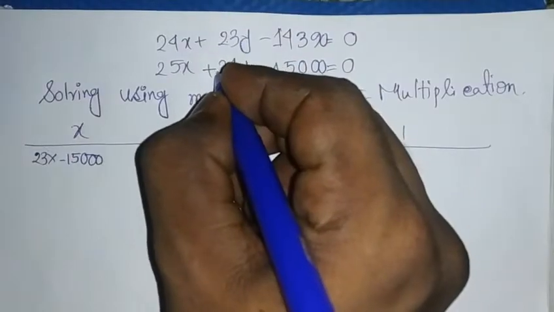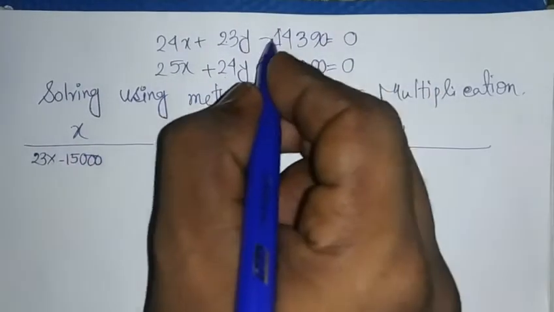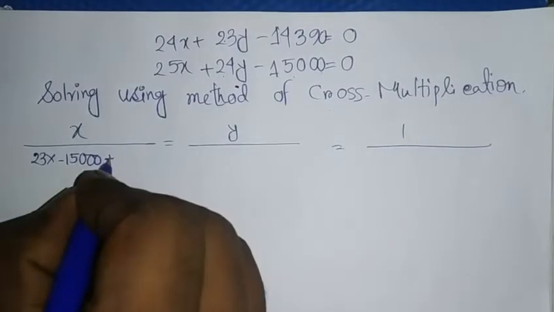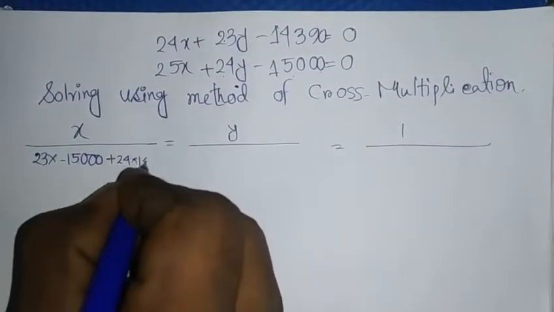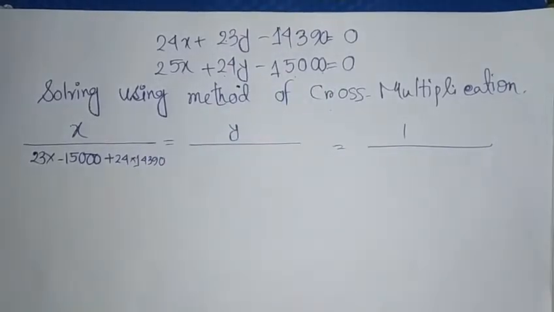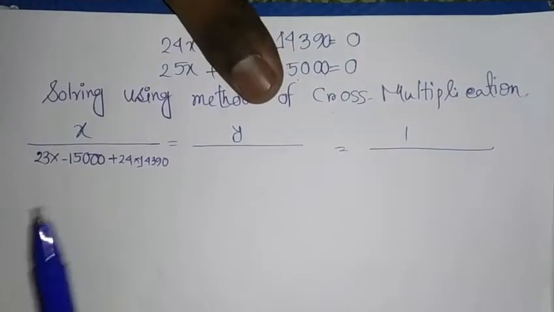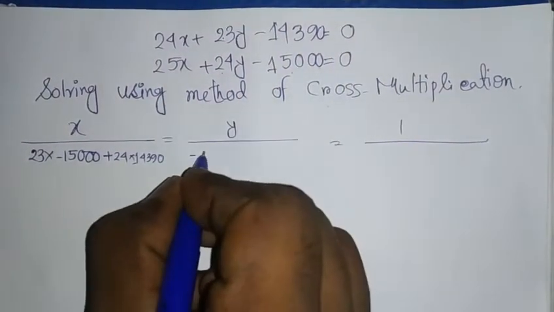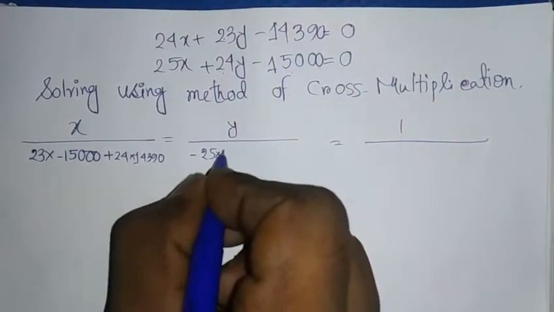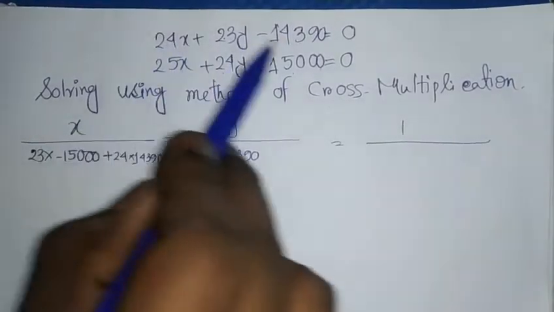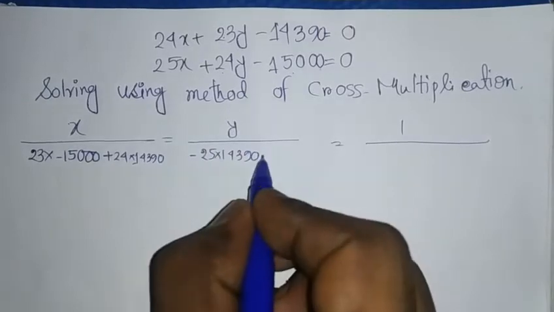This then minus this. Look, here is 1 minus already, so this becomes plus. That is 24 into 14390. Now for the y part, what should we do? We'll cover y. We'll multiply 25 into this. That is minus 25 into 14390. Again minus this into this. Here is minus, so minus becomes plus.